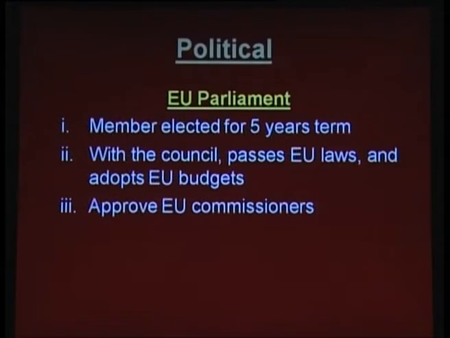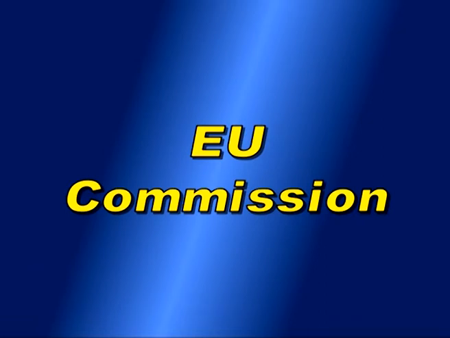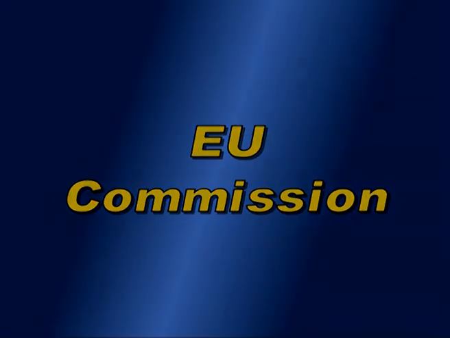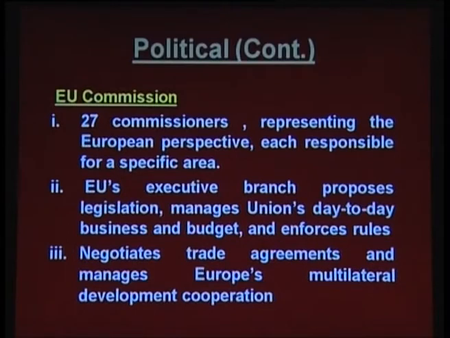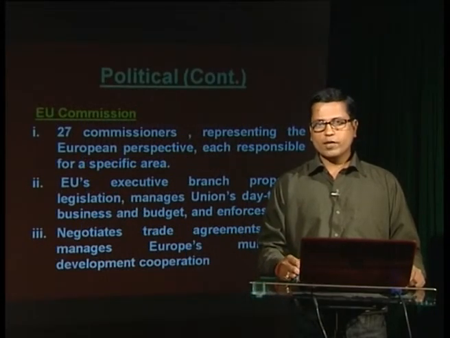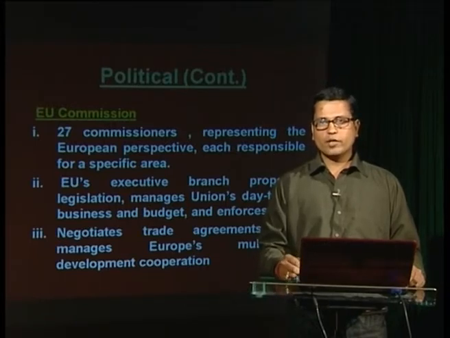This European Parliament, with the Council, passes the European Union laws and adopts the budget. It has the authority to approve European Union commissioners also. The second political entity in the European Union is the Commission, where 27 commissioners are appointed, who represent the European perspective, and each is responsible for a specific area. So, all the 27 members are selected, one from each member of the European Union, and they are responsible for one particular area. One could be responsible for monetary policy or security or an environmental issue.